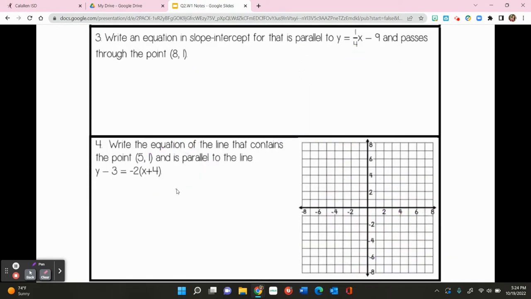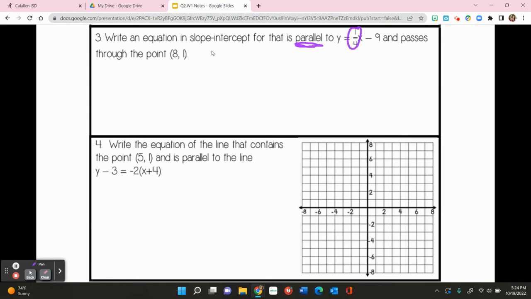We're now going to look at numbers 3 and 4. So number 4 says, write an equation in slope-intercept form for a line that is parallel to y equals 1 over 4x minus 9 and passes through the point 8, 1. So again, I'm looking for the equation that is parallel. So if I look at this equation, my slope is 1 over 4.